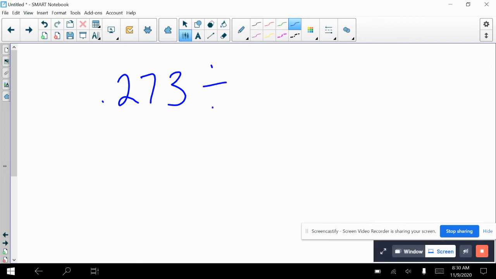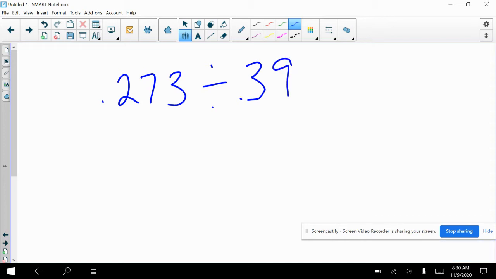273,000 divided by 3,900. Again, what I want to emphasize here is that if you pick up a calculator and plug these numbers in, behind the scenes, inside the calculator, it is doing the multiplication of moving the decimal for you. Does that make sense?